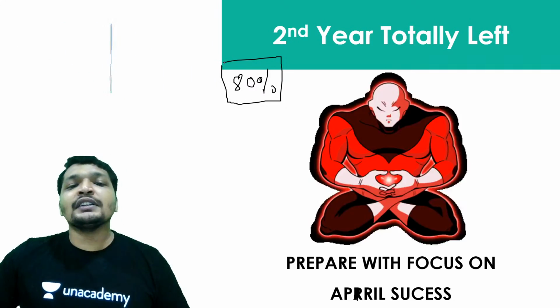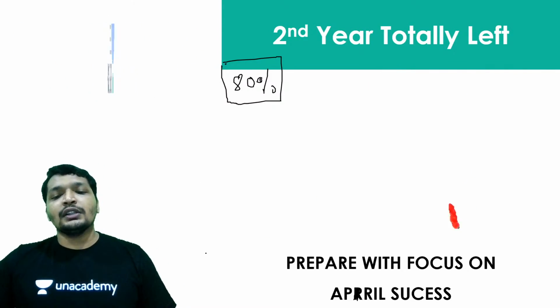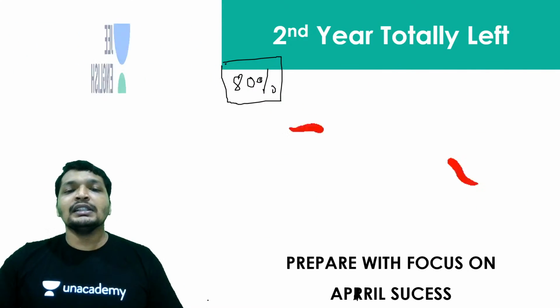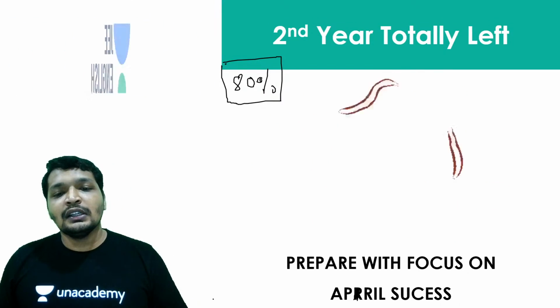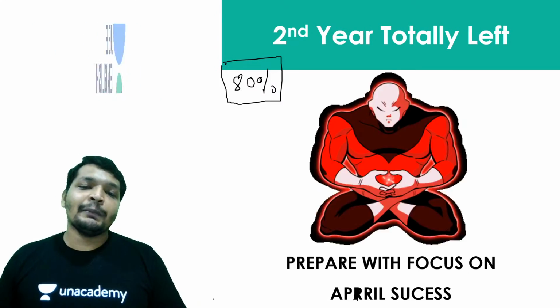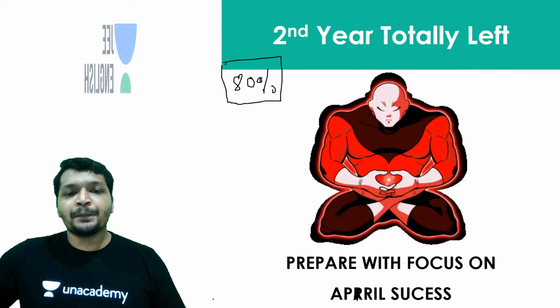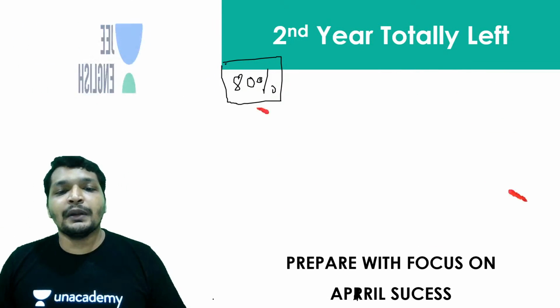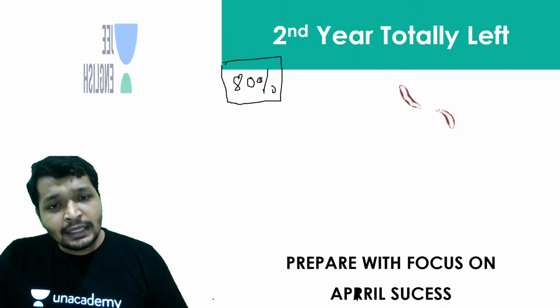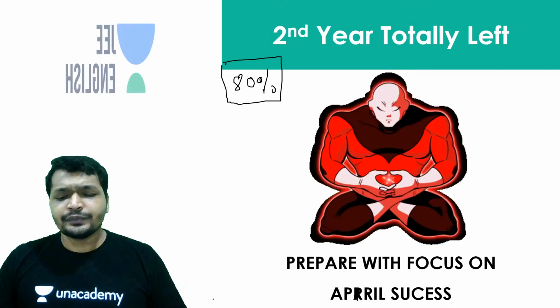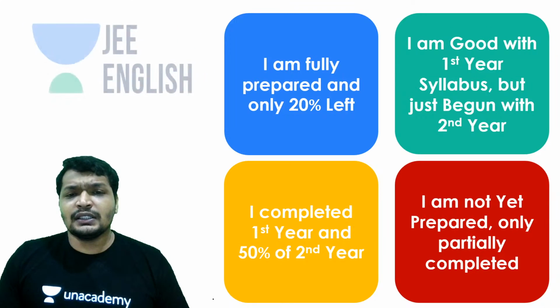Thinking that after 3 months you will be focusing on April success is again coming back to second year being totally left. Then you don't have another April. Your April will then be as a dropper. And if you're a dropper, you don't have another April unless you're dropping out again. Right? I hope you understood this point. So focus on your April success.